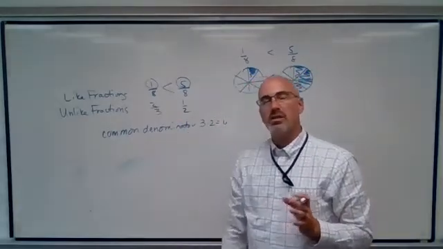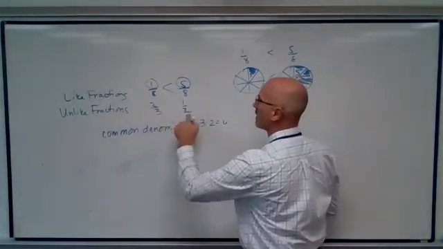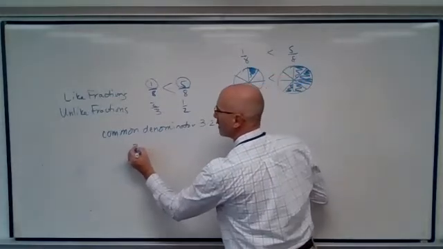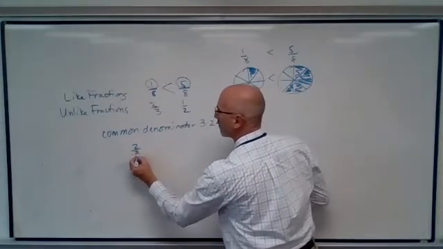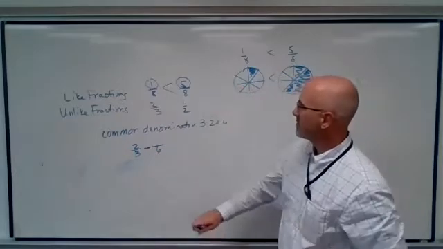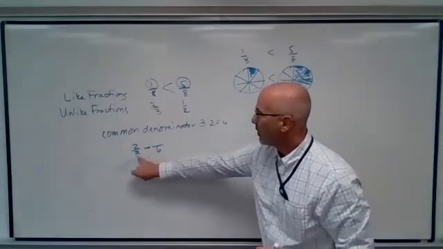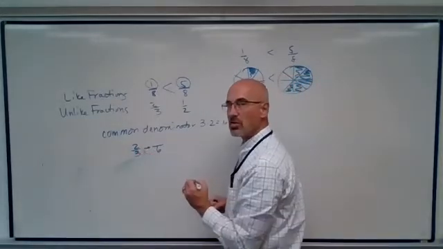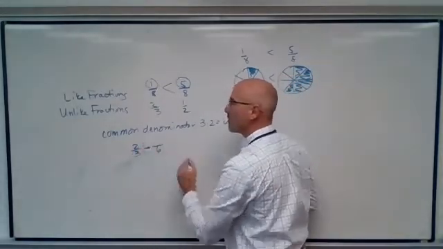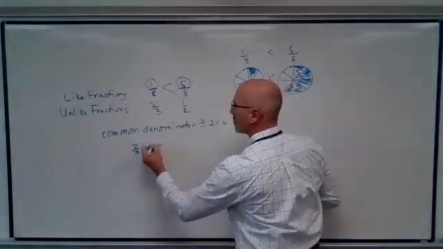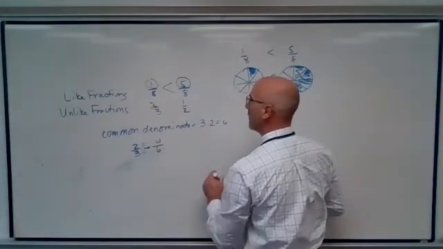So what we need to now do is rewrite these fractions with 6 in the denominator. In order to get from 2/3 to something over 6, we get from 3 to 6 by multiplying by 2. So we're going to do the same thing to the numerator. Whatever we do to the denominator, we do to the numerator. So 2 times 2 is 4.